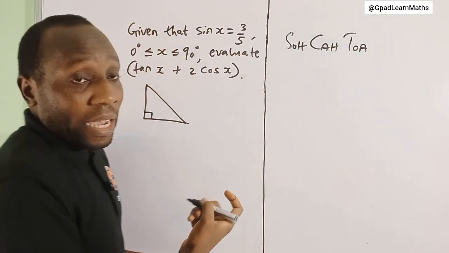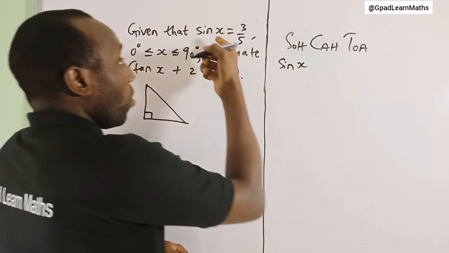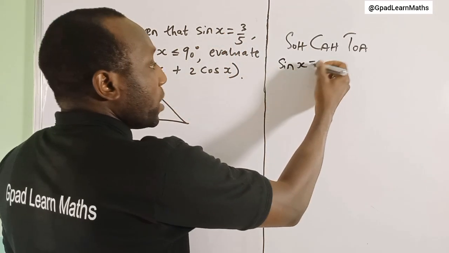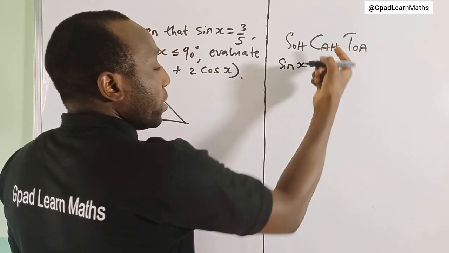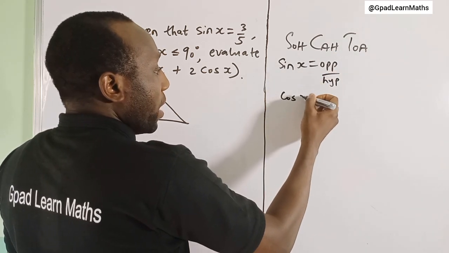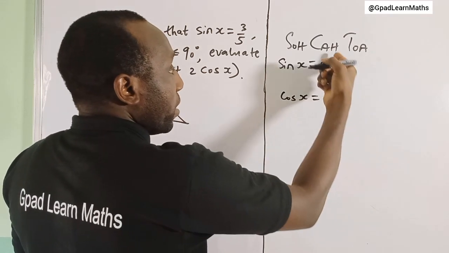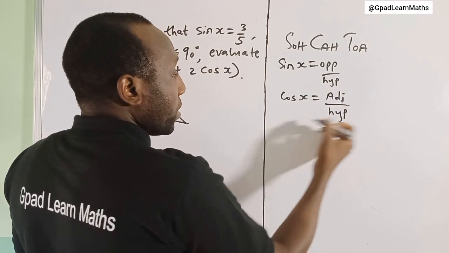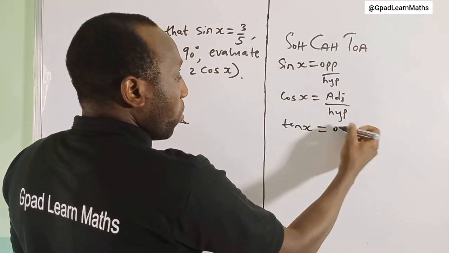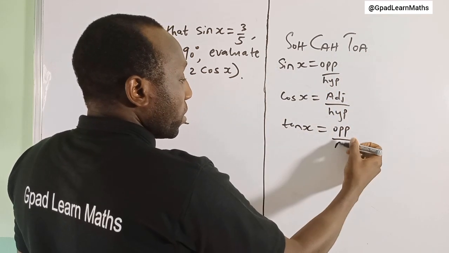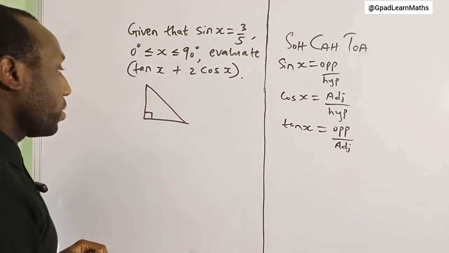Sine, this S is for sine. So sine x, let's just say x because that's what represents the angle here, is equal to O for opposite, and H is what? Hypotenuse. Then the next one is cos x is equal to A for adjacent and H for hypotenuse. Now the last one, tan x, that's the T here. O stands for opposite and A stands for what? Adjacent. So let's use that in solving this question.